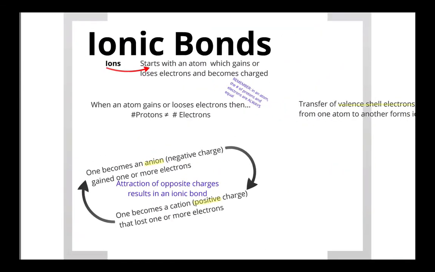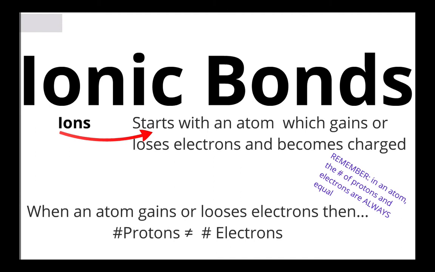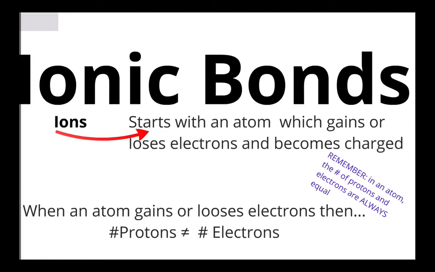Ionic bonds happen when an atom either completely gains or loses an electron and becomes charged. What you need to keep in mind is that an atom, if we're going to call it an atom, by definition has an equal number of protons and electrons. If we gain or lose electrons, then those numbers are no longer equal, and we will have formed charged particles called ions.